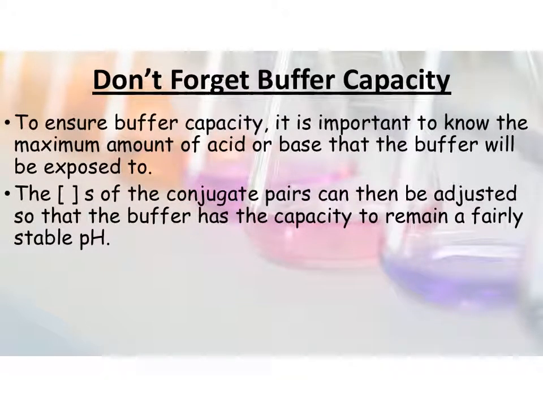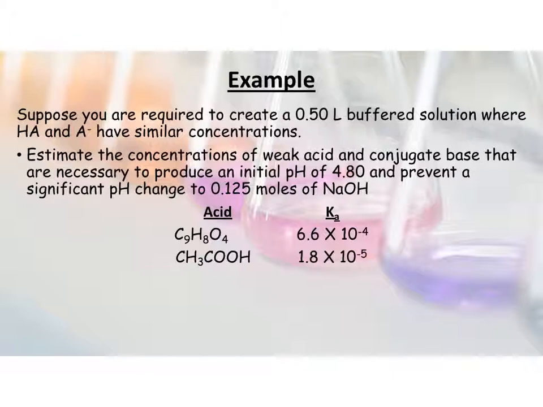Now also when you're making a buffer, don't forget buffer capacity. If you know the maximum amount of acid or base that the buffer is going to be exposed to, that can help you determine what concentrations you need for your conjugate pairs so that you still have the pH range that you need. So here is an example. We want a 0.5 liter buffer where HA and A minus have similar concentrations. We want to estimate the concentrations of the weak acid and the conjugate base in order to get a pH of 4.8 and prevent a significant pH change when 0.125 moles of NaOH, a strong base, is added to the system.